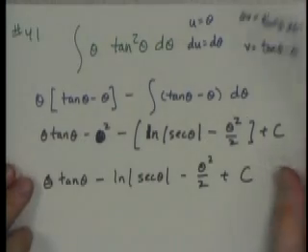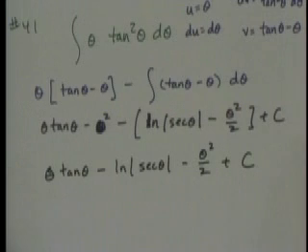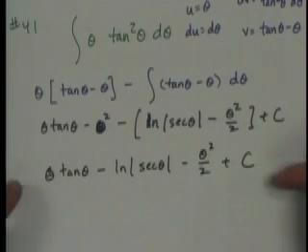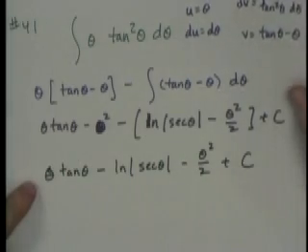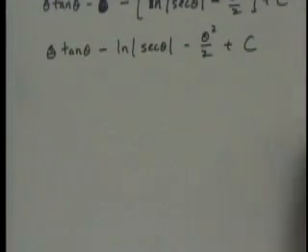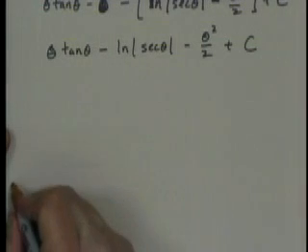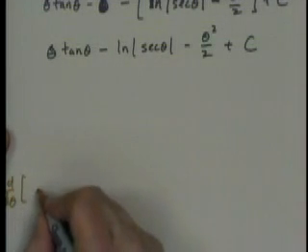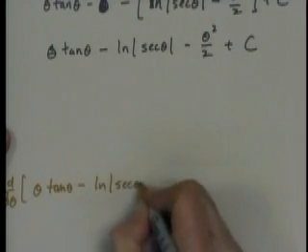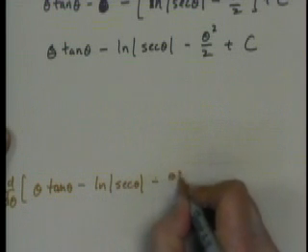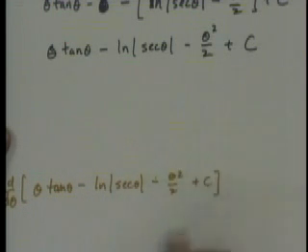Now if I were doing this by hand like I just did, what may be a good way to check my answer? I could try taking the derivative of this, which doesn't look too imposing, and see if I end up with that. So let's take a look. So the derivative with respect to theta of theta tan theta minus natural log of secant theta minus theta squared over 2 plus some constant.